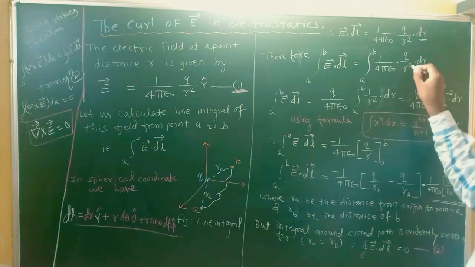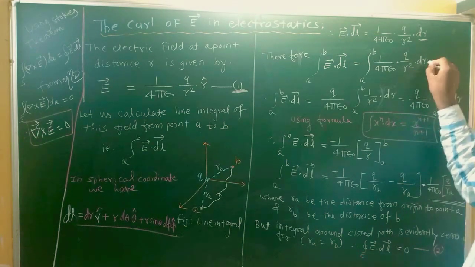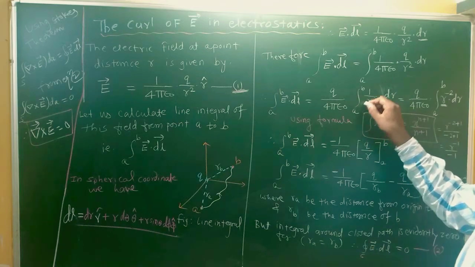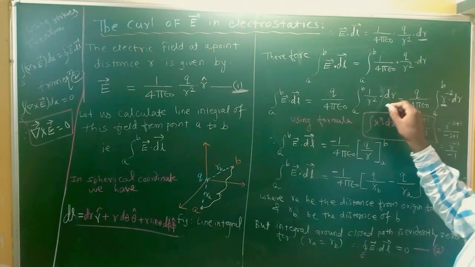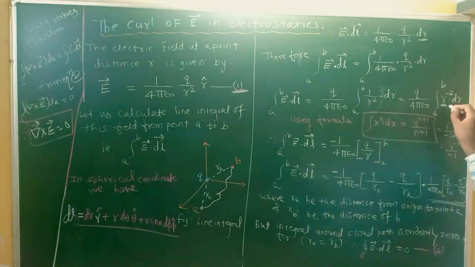And what is remaining now? 1 upon r square into dr. After that, we have to say that in 1 upon r square into dr, r square is in the denominator, so we have to take it in the numerator. What do we get? That is r raised to minus 2 into dr.